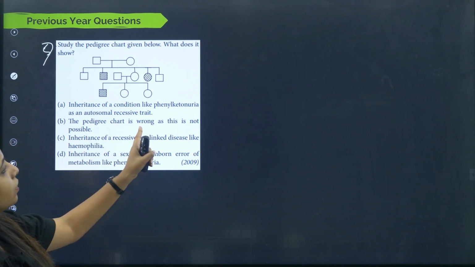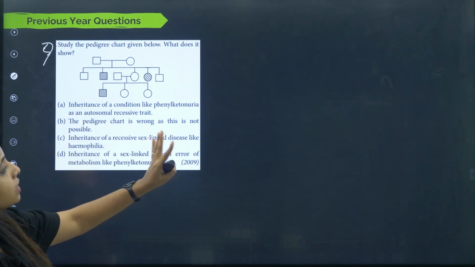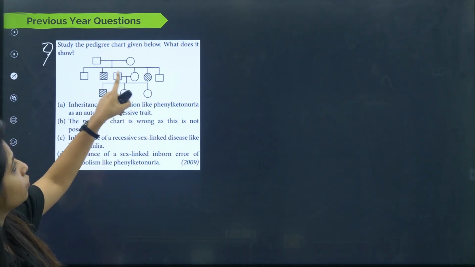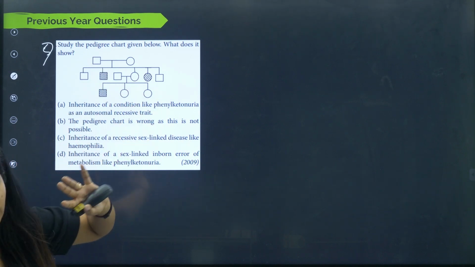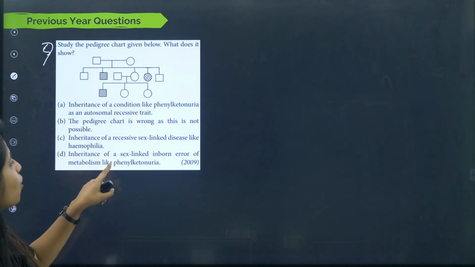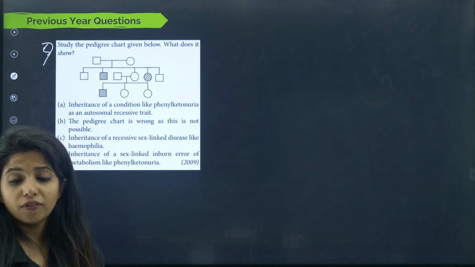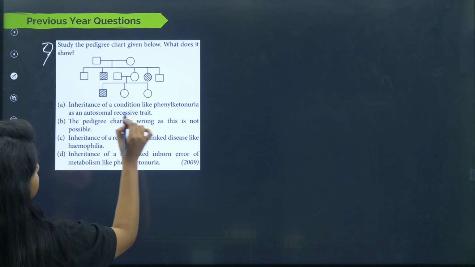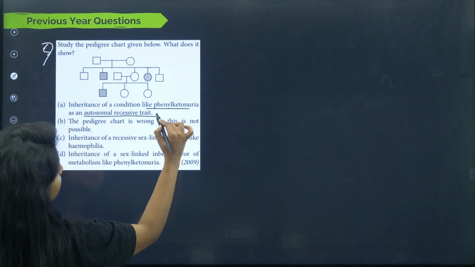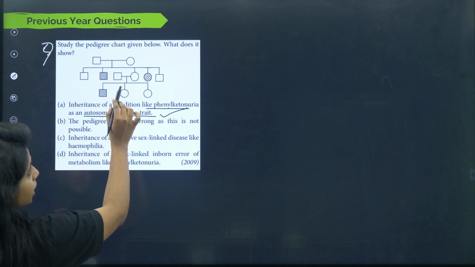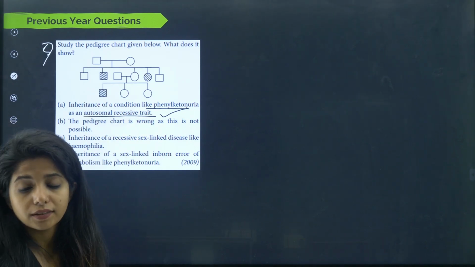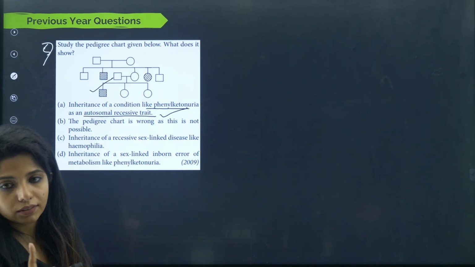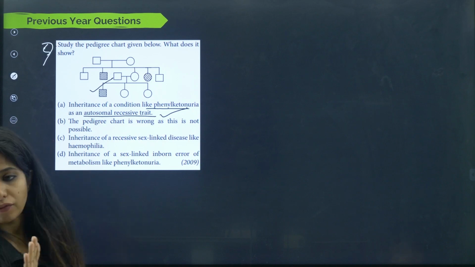The pedigree chart given is wrong as this is not possible: inheritance of a recessive sex-linked disease like hemophilia. Is this inheritance of a sex-linked disease? Because I see different sexes having different diseases and over here one should be affected, so I don't think that is the case. Now going ahead, inheritance of a sex-linked inborn error of metabolism like phenylketonuria. Phenylketonuria is not a sex-linked inborn problem. Phenylketonuria is an autosomal recessive disease and this is the same thing that is present over here. Over here these are the carriers, but still the progeny will be having the disease. So I hope this is also very much clear.